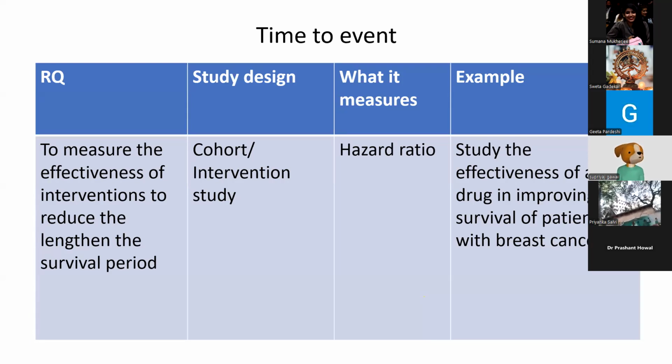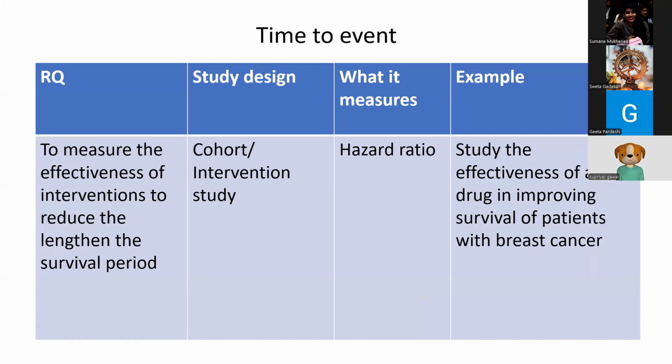So an example of this study would be studying the effectiveness of a new drug in improving survival of patients with breast cancer. So the duration of survival, the 5-year survival, the period of survival, whether it is less or more without intervention, this is what we would be interested in this kind of study.